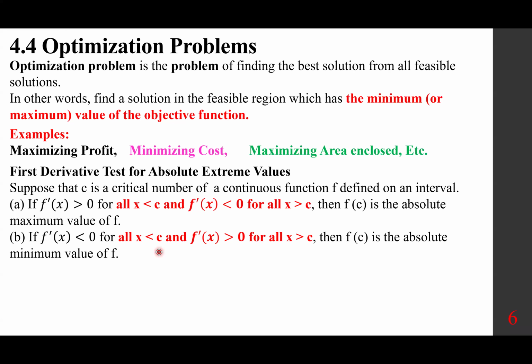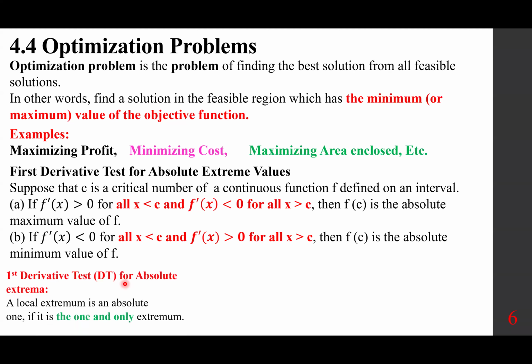In other words, when you do the first derivative test using the sign graph, it should work for the entire domain for it to be absolute. And to do so, in short, the first derivative test for absolute extrema: a local extremum is an absolute one if it's the one and only extremum. So if you have one extremum, then it becomes an absolute.